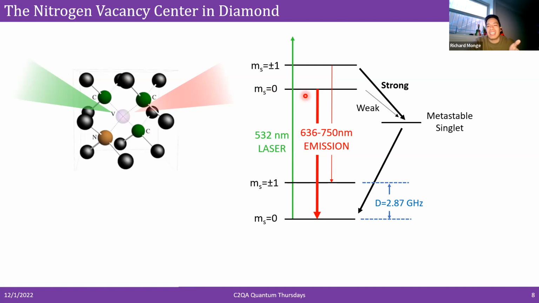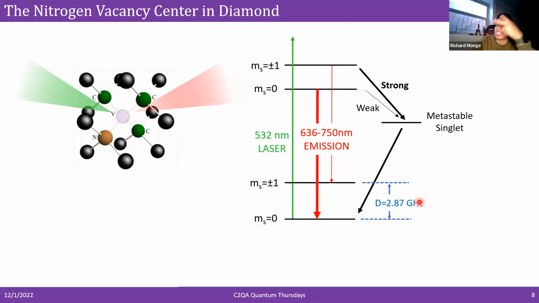So the fluorescence is higher when the ms equals 0 state is heavily populated, that's the spin state. This is possible because of the spin-dependent non-radiative decay through the metastable singlet states. And spin initialization is also possible under continuous excitation with the green.